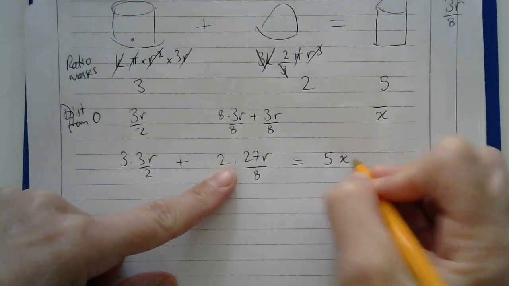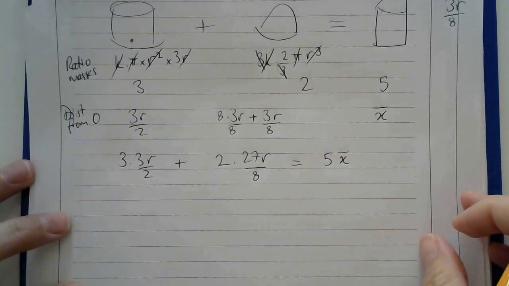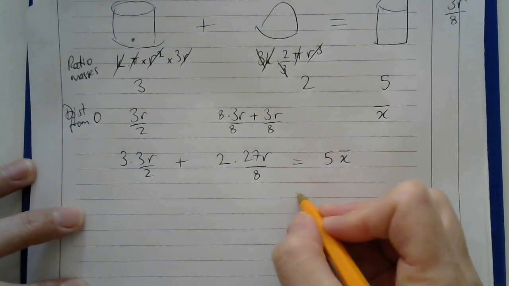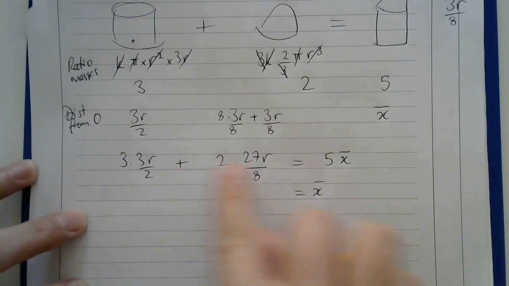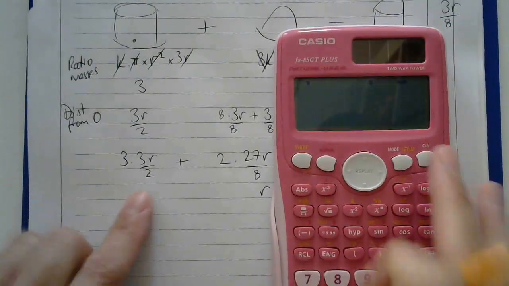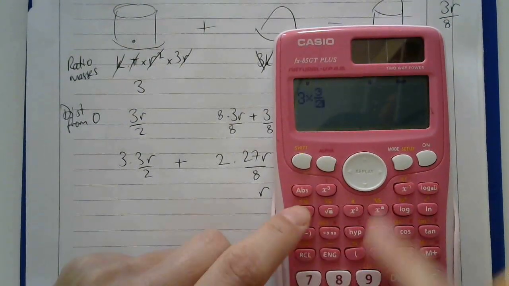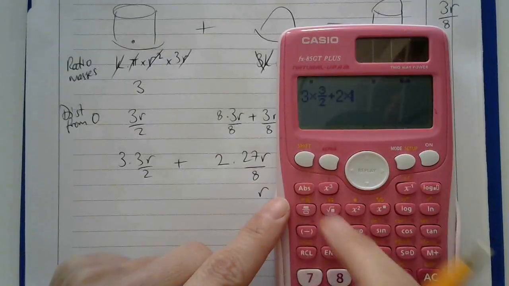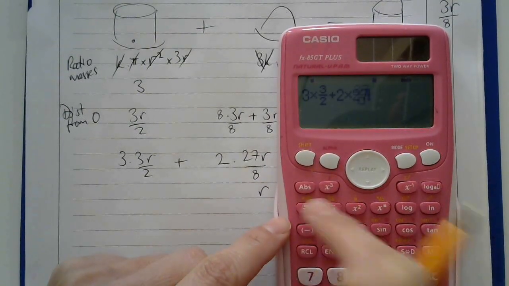equals 5 x bar. Okay, so now I can just put all of this in my calculator to give me x bar. This is going to give me a certain amount of r's. So I will do 3 times 3 over 2 plus 2 times 27 over 8.